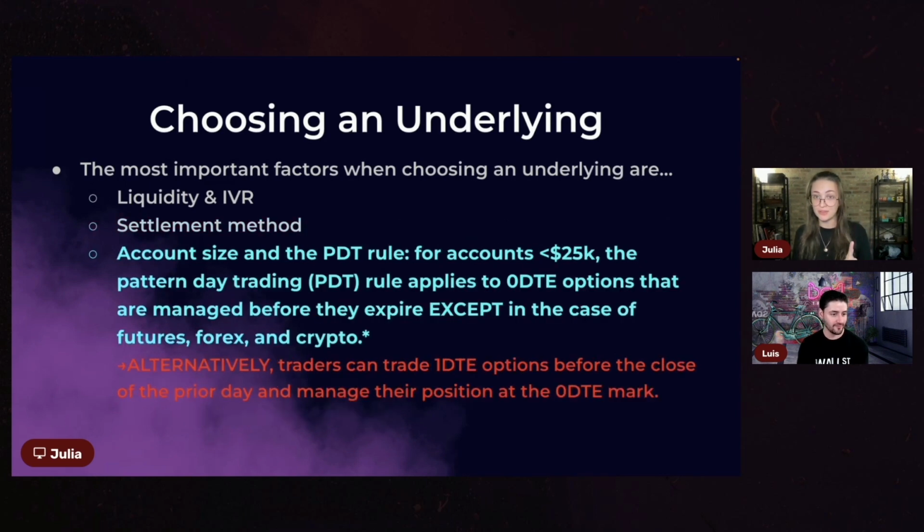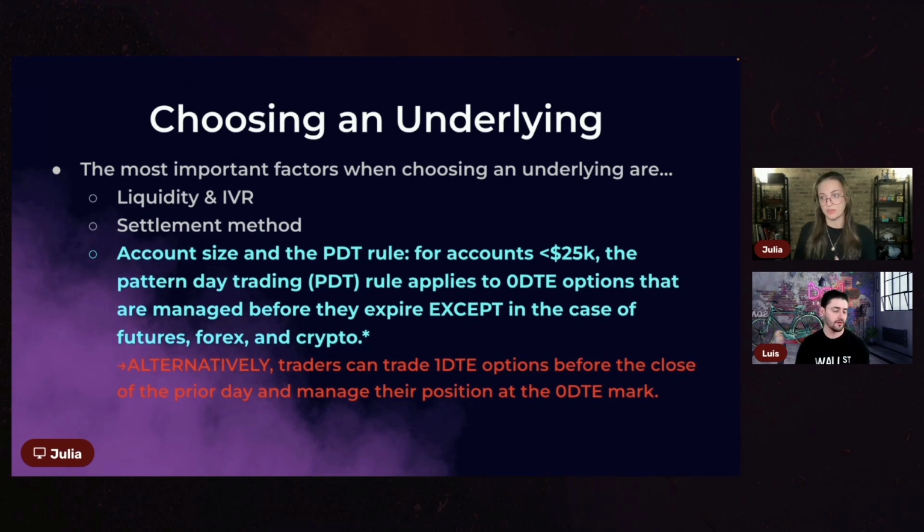And then also for account size and the pattern day trading rule, this is, again, where the choice of underlying comes in to be pretty important. For accounts that are less than 25 grand, the pattern day trading rule applies to 0-day options that are managed before they expire, except in the case of futures, Forex, and crypto. So if you put on a 0-day option and then you try to manage it at a loss, like you put in a stop loss and the position gets managed, and you have an account that's under 25K, you'll get hit with the pattern day trading rule, which is not good. But it's exempt for futures, Forex, and crypto.